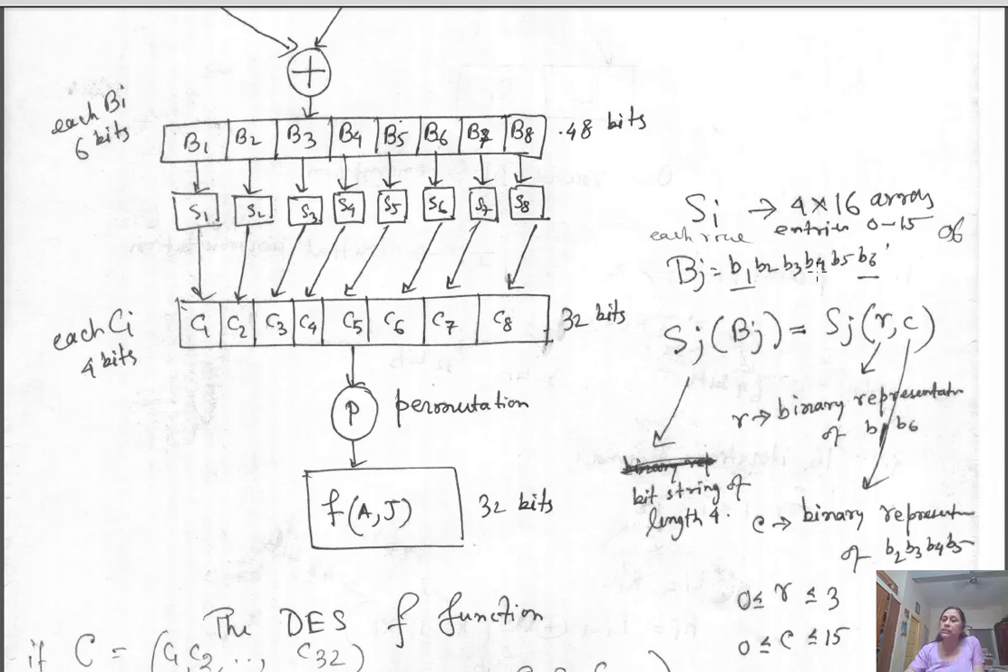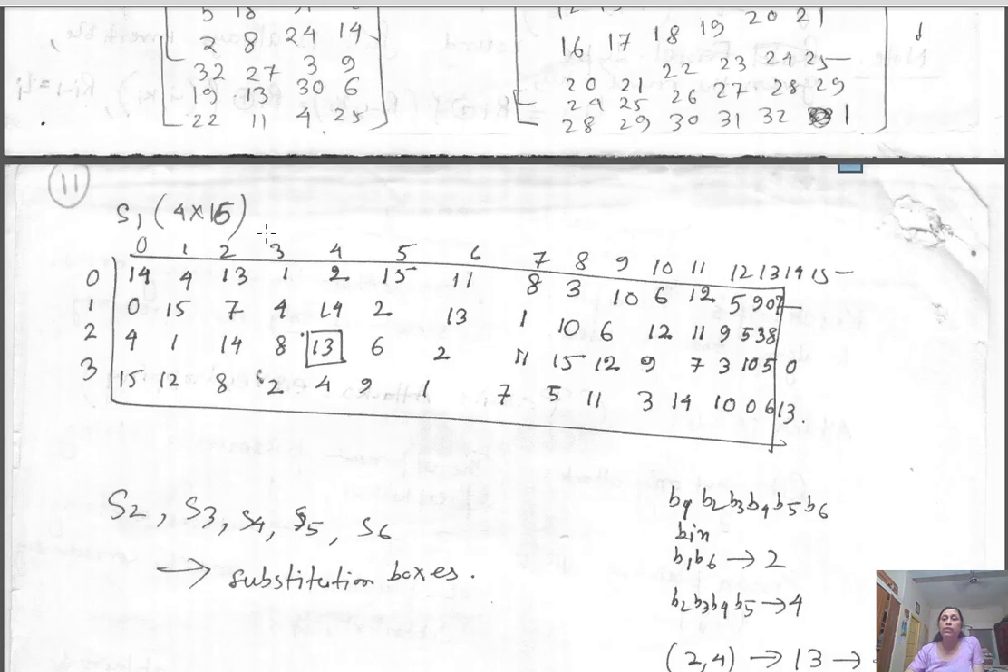So integer, that is the row number. You can see that in the S box, the rows are numbered from 0 to 15. So this binary representation, how many bits do you need? 4 bits you need. So each column number can be encoded as a 4-bit string, and you have 4 rows.